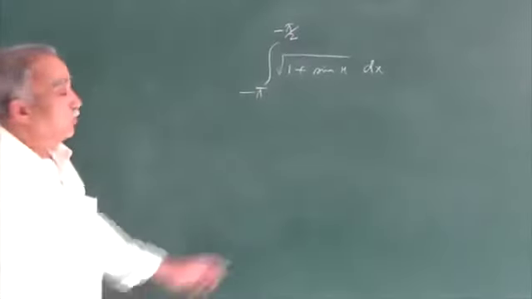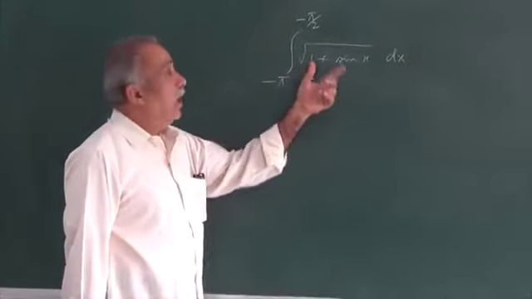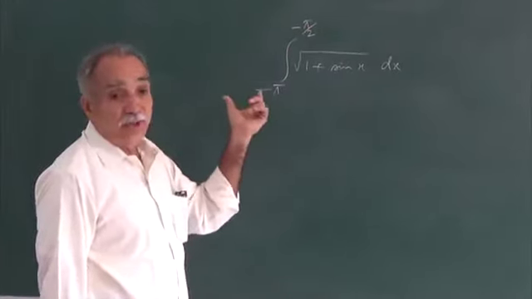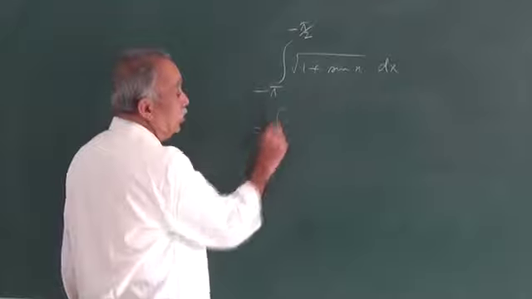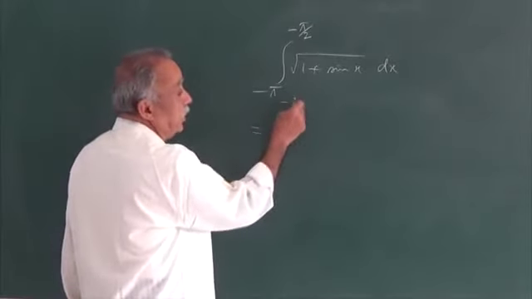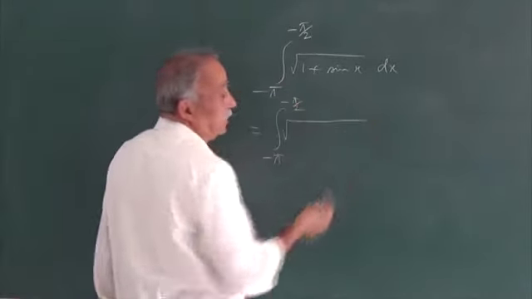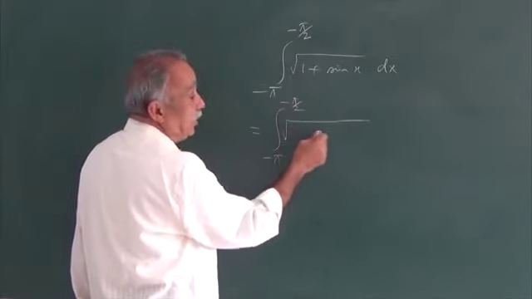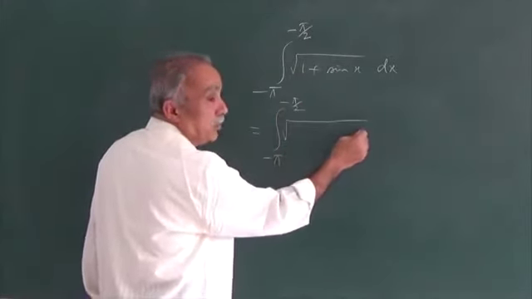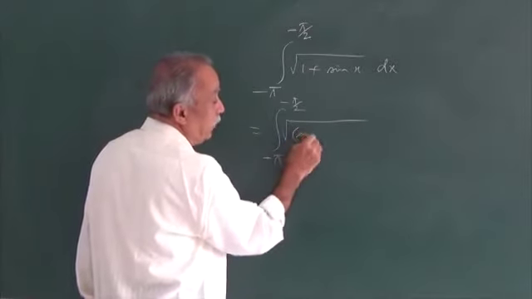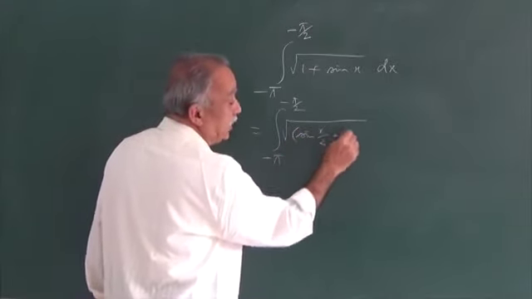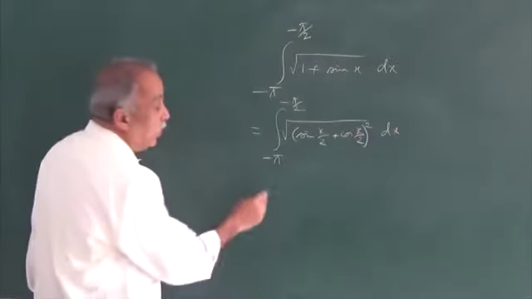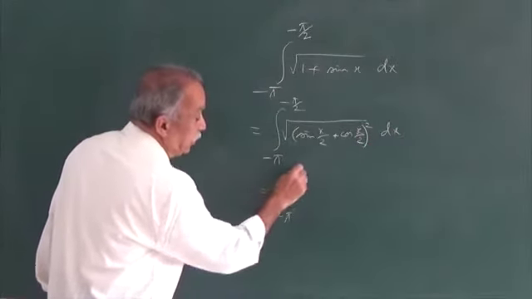The procedure: first we obtain an antiderivative, apply the limits in the antiderivative, compute the difference, and the value is obtained. Same procedure I am repeating now also, but how to get an antiderivative? First let me write the integrand 1 plus sin x as sin square x by 2 plus cos square x by 2 plus 2 sin x by 2 cos x by 2, or square of sin x by 2 plus cos x by 2 under root dx, which is simply the integral from minus pi to minus pi by 2.